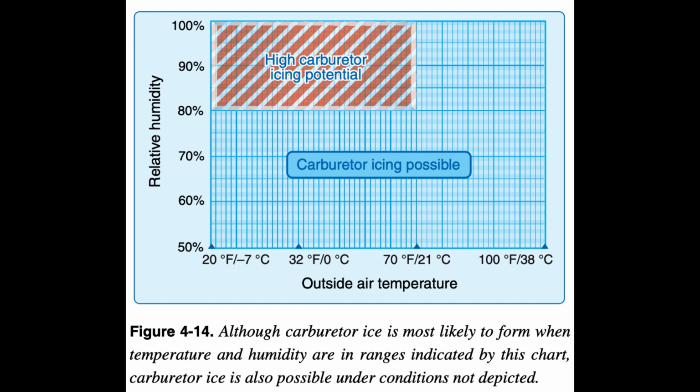Carburetor ice is most likely to occur when temperatures are below 70 degrees Fahrenheit (21 degrees Celsius) and the relative humidity is above 80%. However, due to the sudden cooling that takes place in the carburetor, icing can occur even with temperatures as high as 100 degrees Fahrenheit (38 degrees Celsius) and humidity as low as 50%. This temperature drop can be as much as 60 to 70 degrees Fahrenheit. Therefore, at an outside air temperature of 100 degrees Fahrenheit, a temperature drop of 70 degrees Fahrenheit results in an air temperature in the carburetor of 30 degrees Fahrenheit.